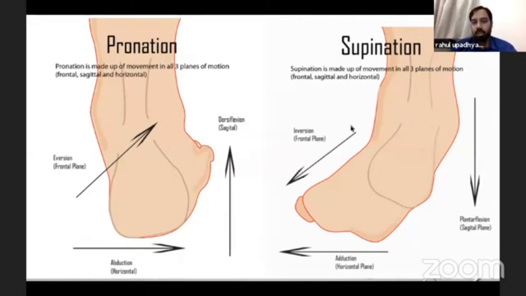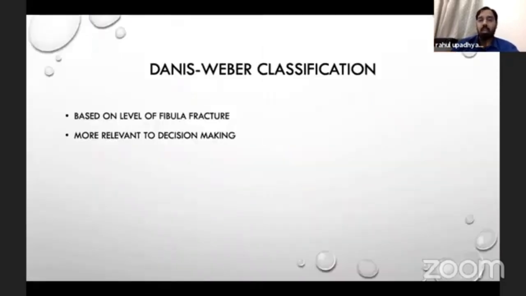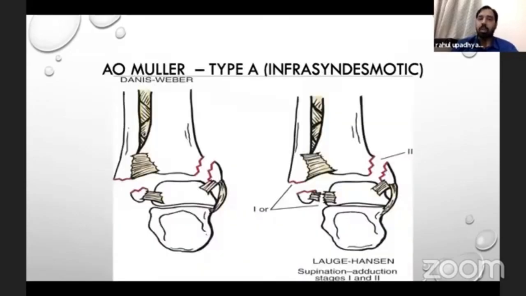So we have in the Lauge-Hansen classification a part known as supination adduction injury. Similarly, in a pronated foot, we have a pronation abduction injury. Rotational injuries, of course, are going to be an important part in both positions of the foot. So Danis-Weber came up with a classification based on the level of the fibular fracture, making it an infrasyndesmotic, transsyndesmotic, and suprasyndesmotic type. So now let's try to identify each fracture pattern on a combined basis. So on the left side, we have kind of a Danis-Weber.